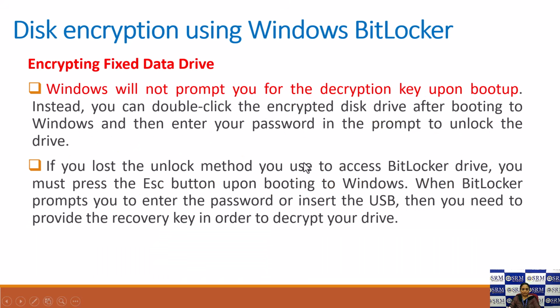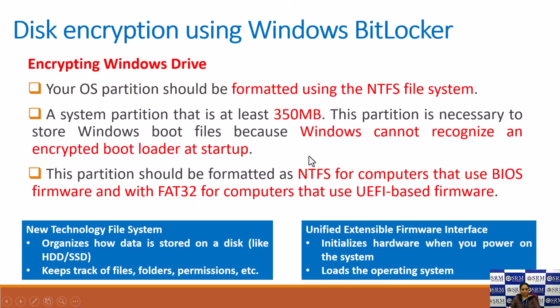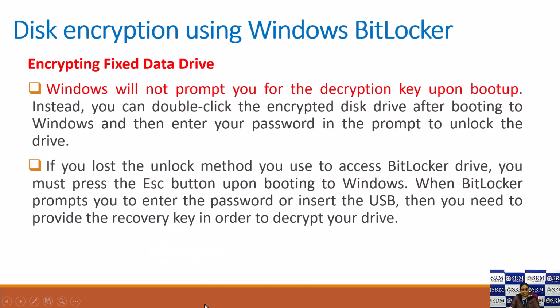So next is encrypting the fixed data drive. Previously we have seen the Windows drive, right? The Windows drive is separate from fixed data. I hope you all know where the Windows operating system is located. Nowadays we keep it on an SSD, right? We have a separate drive in which we only store the Windows operating system, whereas the D drive, E drive and so on are your fixed data drives. So how to encrypt that one?